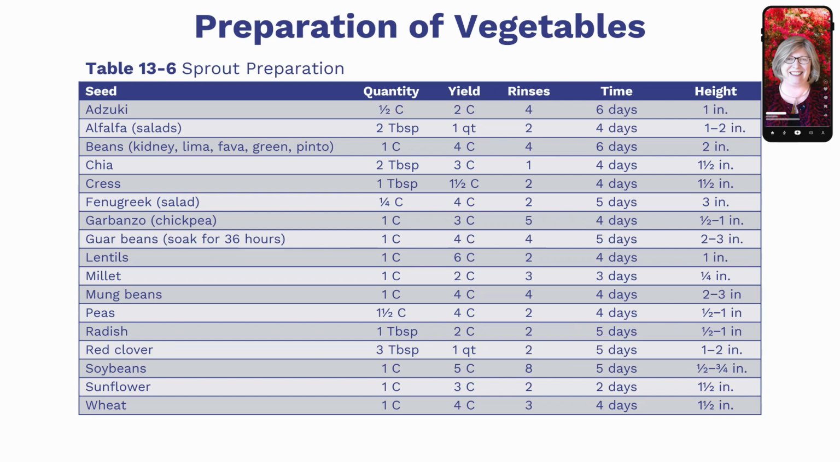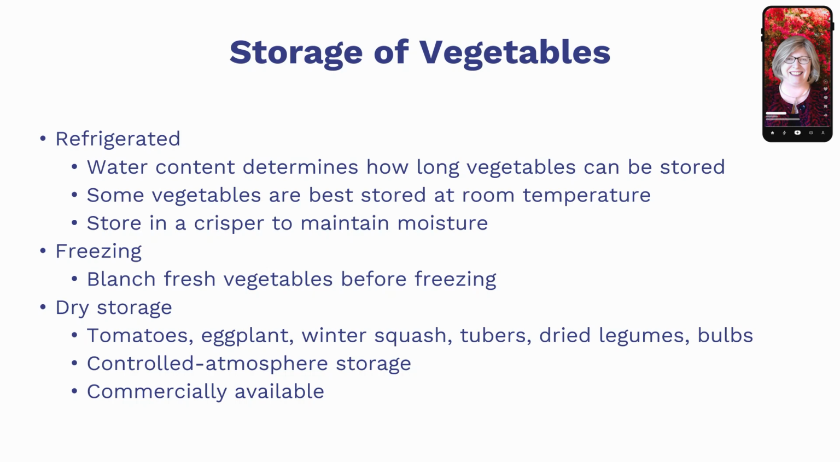So you have your legumes and vegetables listed here, the quantity, raw, the yield, how many rinses, how many days, and how high the sprouts grow in that amount of time. Storing vegetables is important. Some need to be refrigerated, and that has to do with the water content. Some vegetables are best stored at room temperature, for instance, potatoes. Some need to be stored in a crisper to maintain moisture.